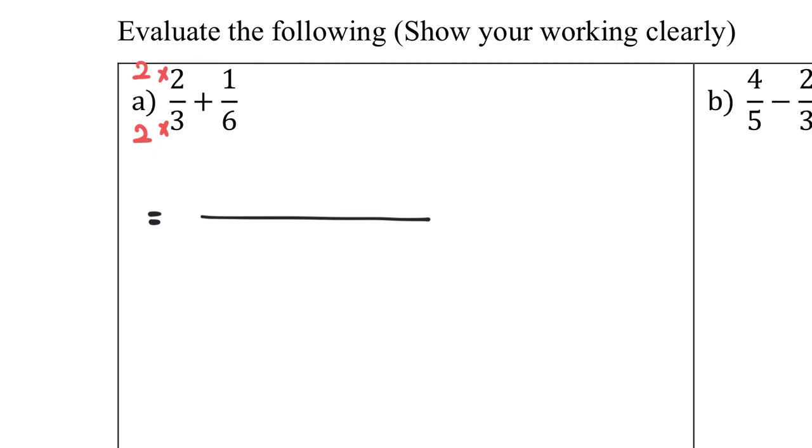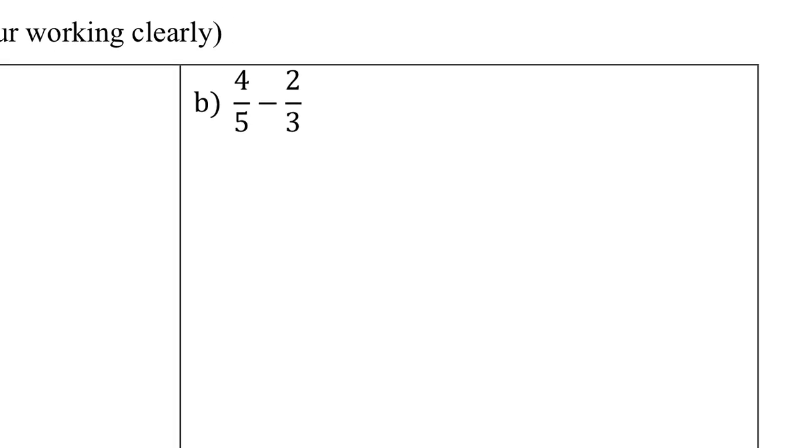the common denominator in this case will be 6, and 2 times 2 will be 4. I still have my plus 1 on top. And so finally, I will get 5 over 6. So let's move on to the other part.